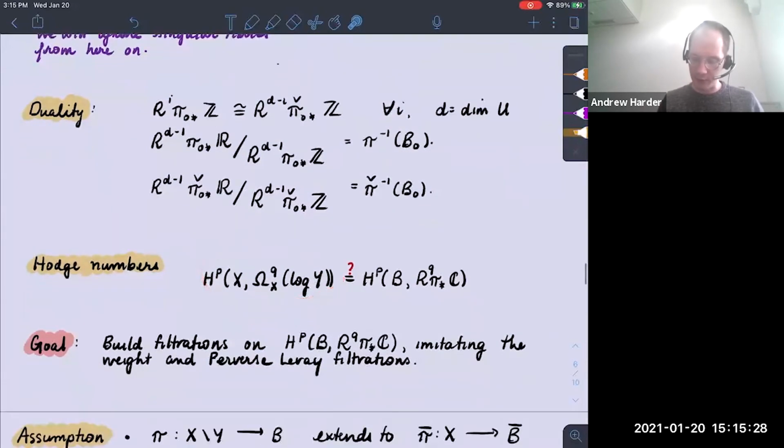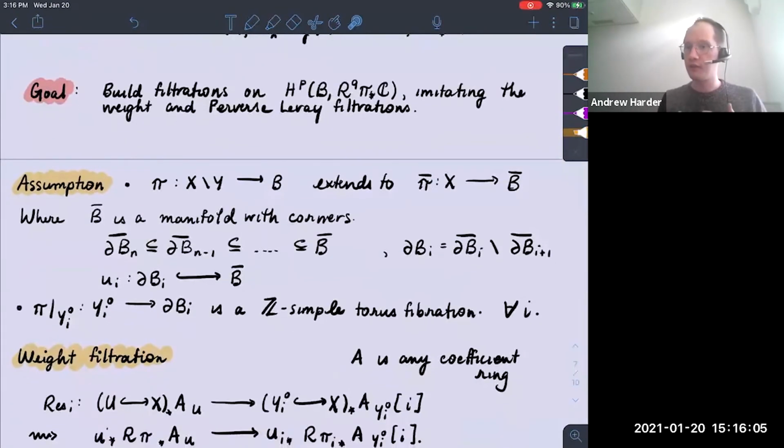So the goal now is to build filtrations on these affine Hodge groups, which imitate the perverse Leray filtrations and weight filtrations. So in fact, what I'm going to do is build something that imitates the weight filtration, then look at where it goes under duality, and see that it looks a lot like something that we constructed. It looks a lot like a perverse Leray type filtration. It's some sort of geometric filtration based on restricting to not submanifolds, but subspaces, sub-torus bundles.